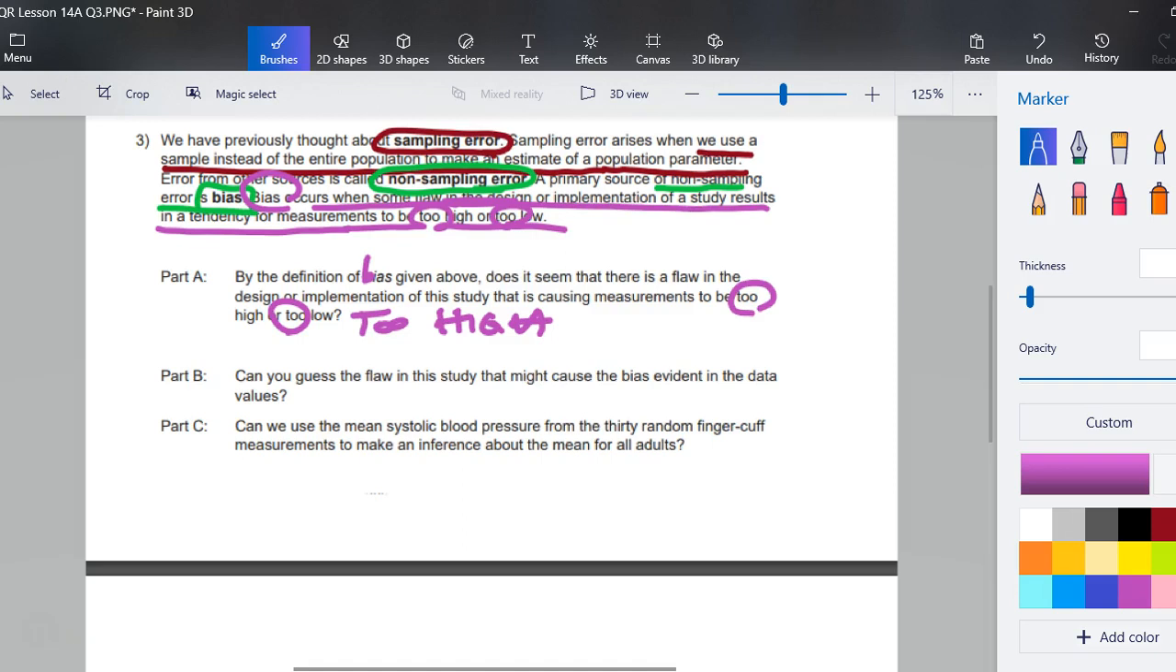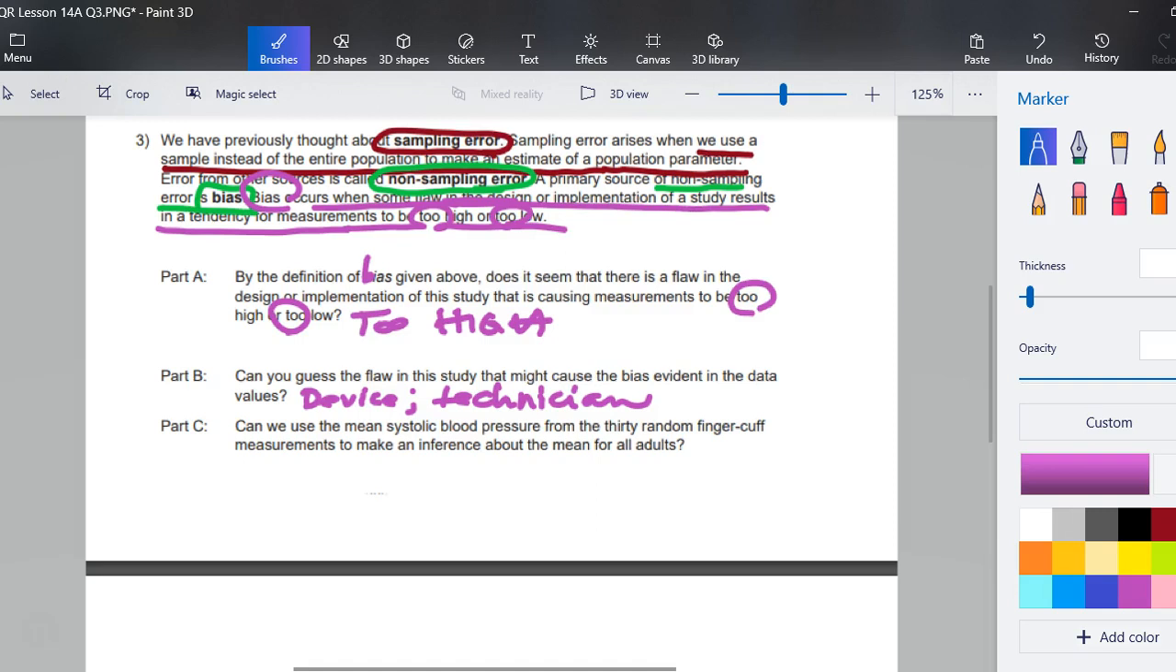Part B, can you guess the flaw in the study that might be the bias evident in the data values? A couple of things you might answer or think of or write down is that there may be a problem with the device. Also, the technician may or may not know how to use the device correctly. Add more, whatever you think could be going on wrong or causing the measurements to be too high.